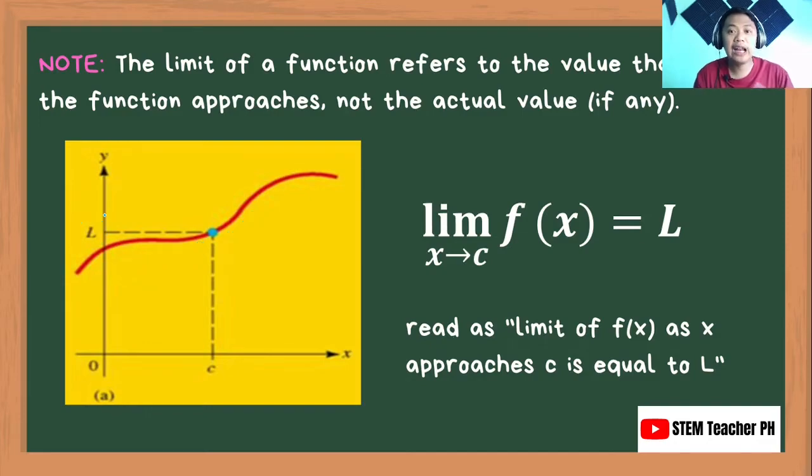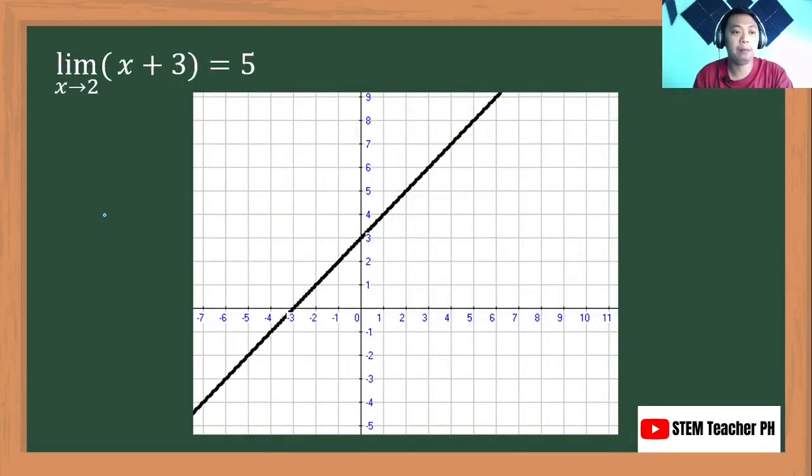Para mas maintindihan natin yung konsepto, tong illustration na to, let us have our example. We have the limit of our function. Ito yung f of x natin, x plus 3, this line. This is our f of x, and then this is equal to x plus 3. And then as our x approaches 2. Kung titignan natin dito, yung x natin ay approaching 2. Ibig sabihin, ang concern natin ay palapit tayo ng palapit yung value ng x natin dito sa 2.